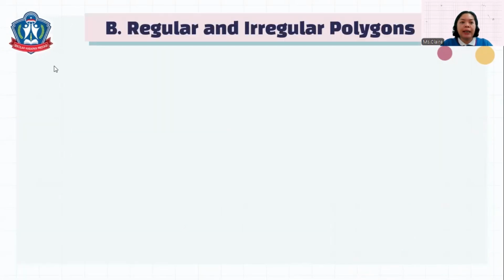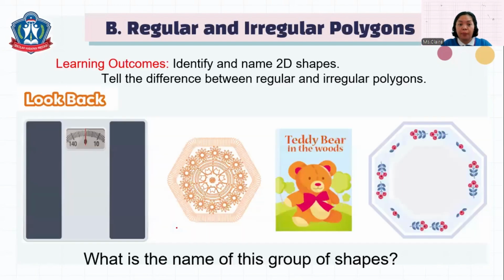Okay. Now let's study regular and irregular polygons. Are you familiar with regular polygons? What is the name of this group of shapes, children? Can you name them? This is a square.